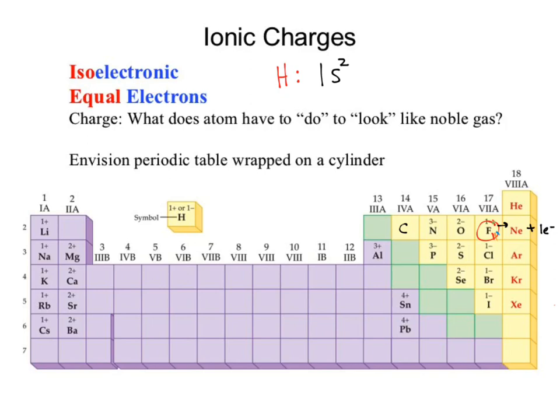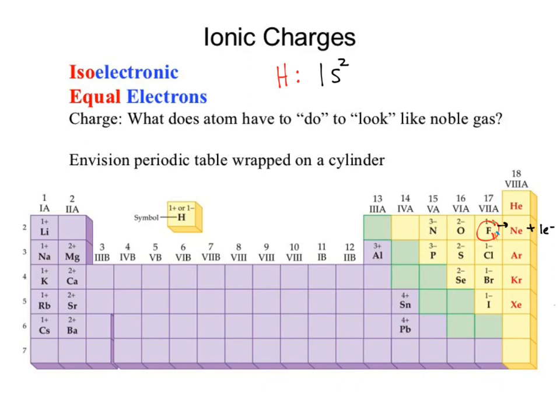Let's take a look at aluminum. What's different about aluminum? It became positive instead of negative. To look like argon, what would aluminum have to do? Gain 5. You're right, 5. To look like neon? Lose 3. Which is easier? Gain 5, lose 3. Lose 3, what happens to it?